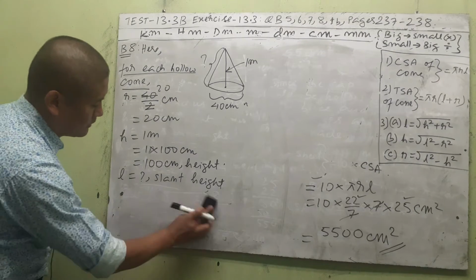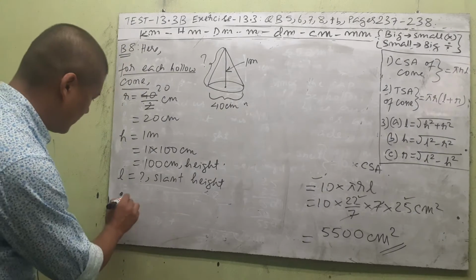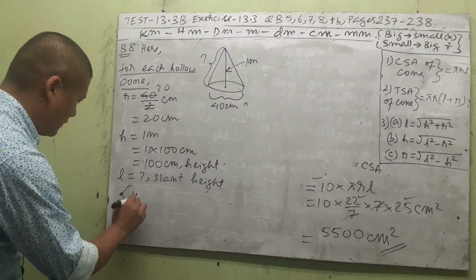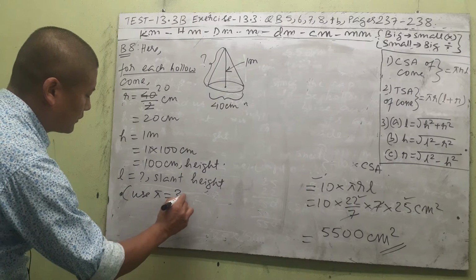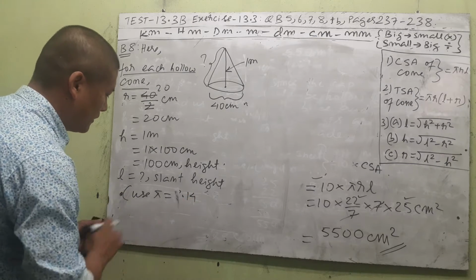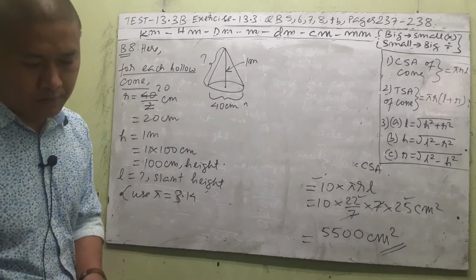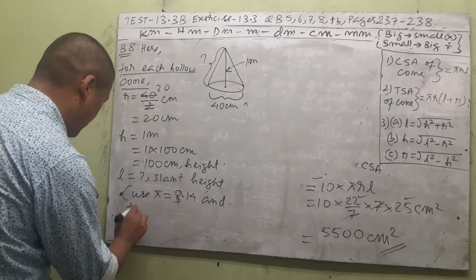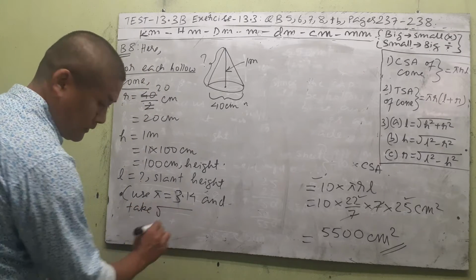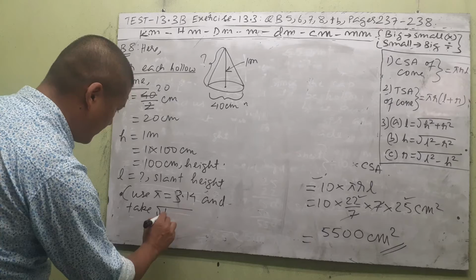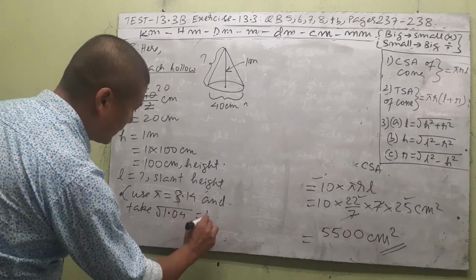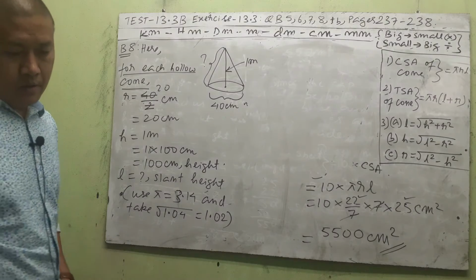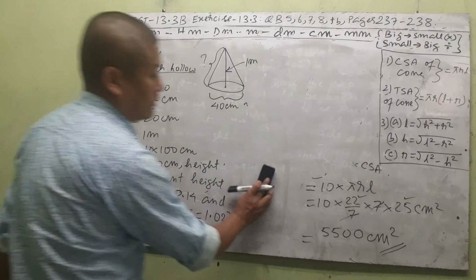Okay, so one minute. They're telling us to use pi is equal to 3.14, and we have to take root over 1.04 is equal to 1.02. Okay, so let's start now.